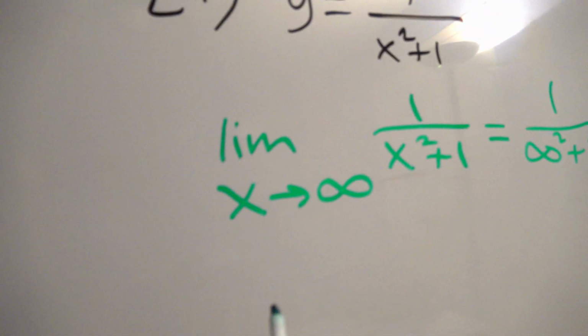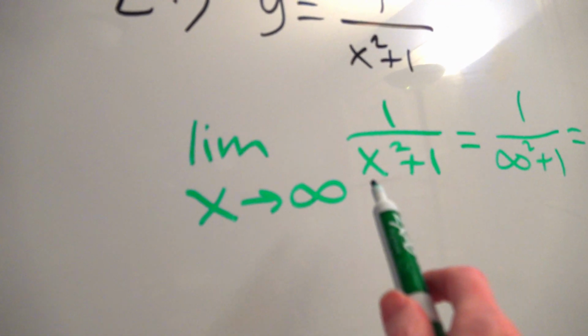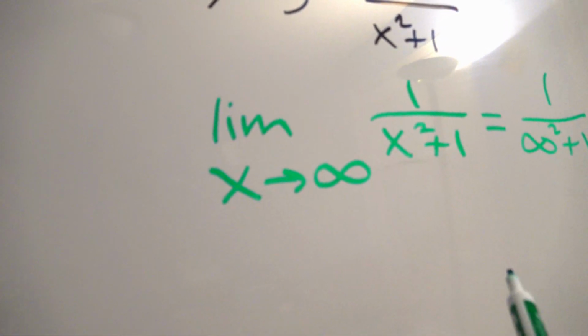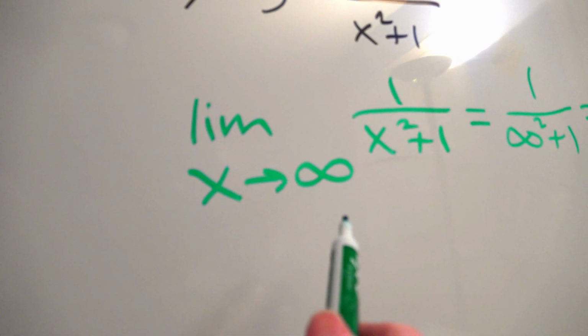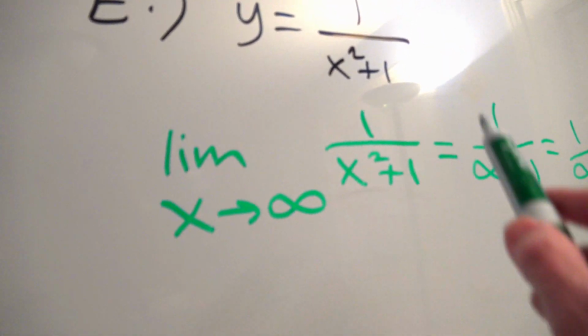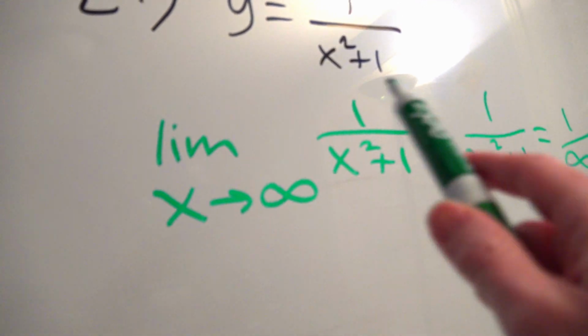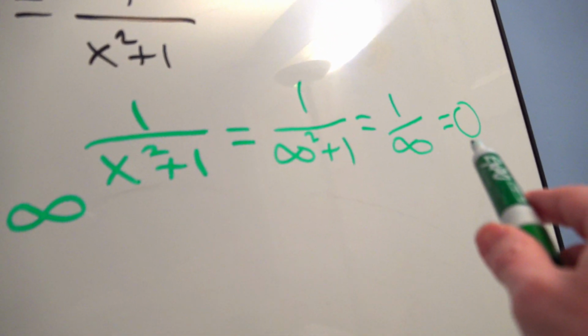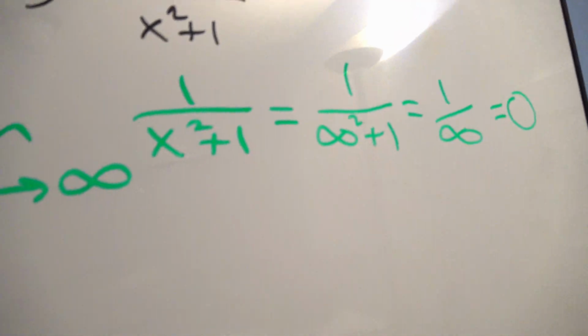So if I plug in 1 million squared, 1 billion squared, 1 trillion squared, bigger and bigger numbers, as I go to infinity, the overall value, which is called a y-coordinate, seems to be getting very close to zero. That is a horizontal asymptote.